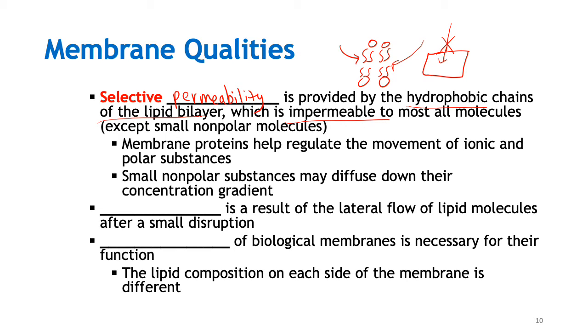But the way things get across the membrane is due to membrane proteins that are embedded within or on the phospholipid bilayer. What they do is help regulate the movement of ionic and polar substances. You may have seen sodium and potassium ion channels. But also small nonpolar substances may diffuse down their concentration gradient. Okay, so that's another membrane quality, number 1. Number 2 would be that it's self-sealing.